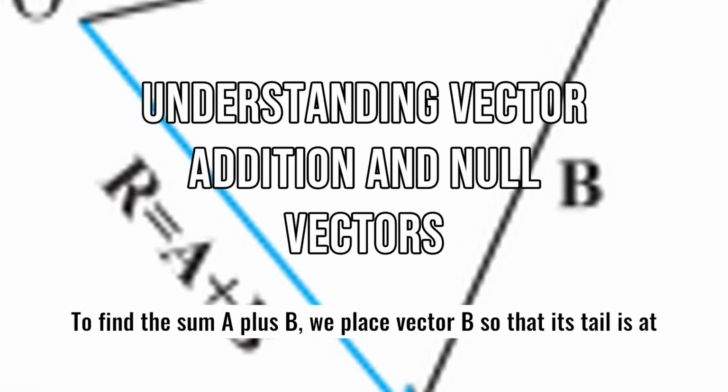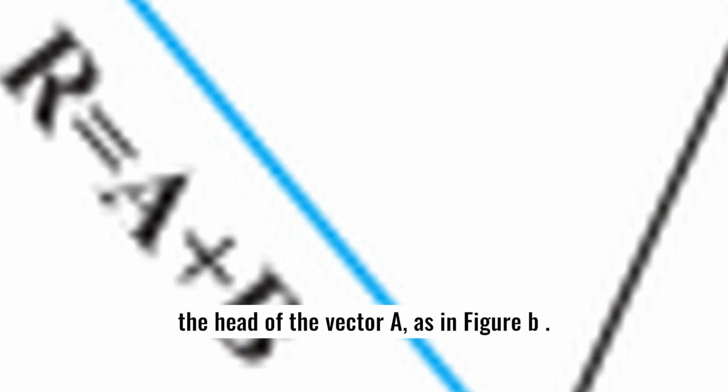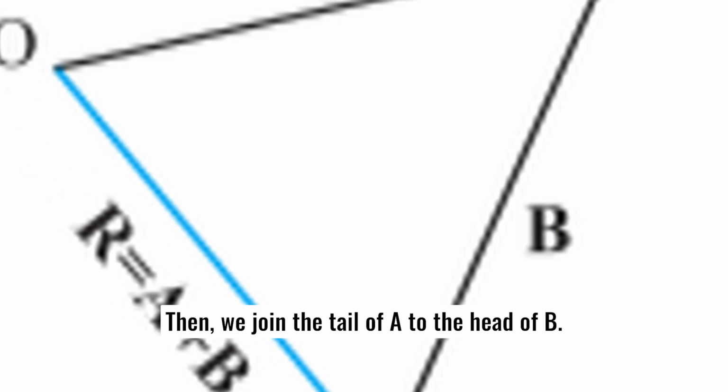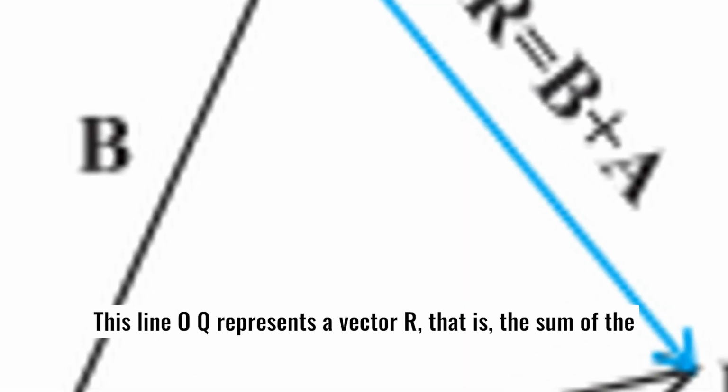To find the sum A plus B, we place vector B so that its tail is at the head of the vector A, as in figure B. Then, we join the tail of A to the head of B. This line OQ represents a vector R, that is, the sum of the vectors A and B.